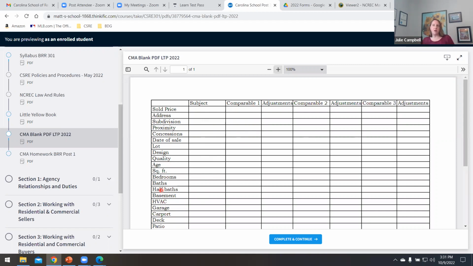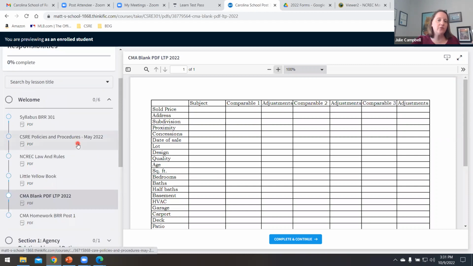You always adjust the comps to match the subject. So we've got to look at each comp as it relates to the subject property. Again, you're welcome to use this. This is also in the welcome section and Learn, Test, Pass. But you're under no obligation.